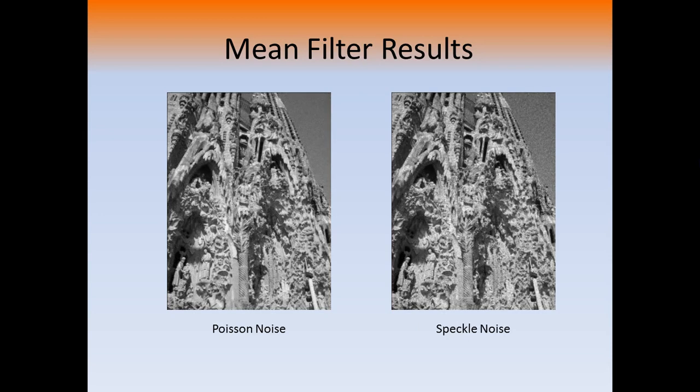The Poisson noise, the mean filter also does a very good job of eliminating that low amplitude noise. And then lastly, the speckle noise. It's still a little blurry, there's still a little bit of noise in it, but in all, the mean filter does a decent job of making the image cleaner, if not reconstructing it perfectly.